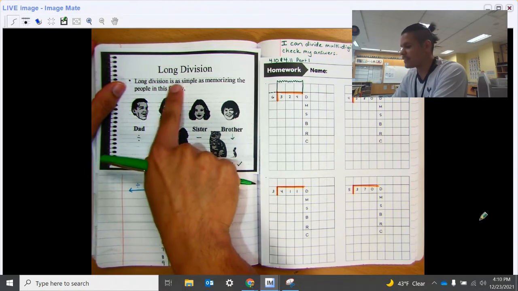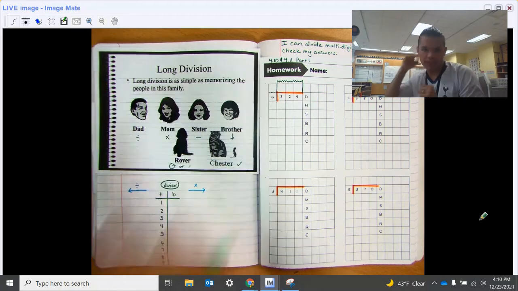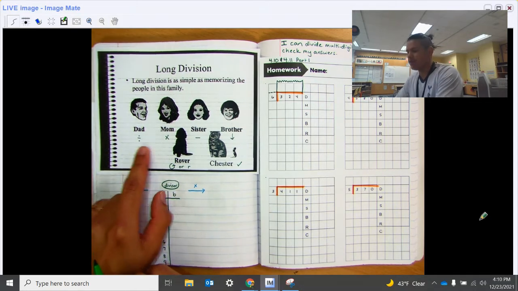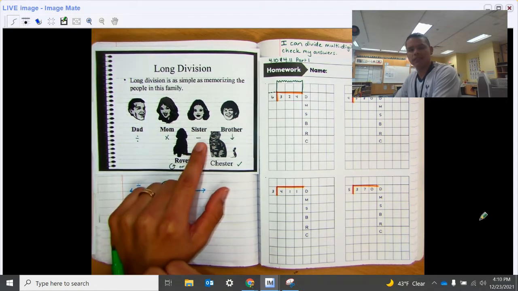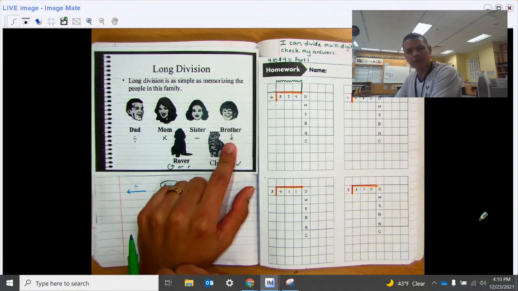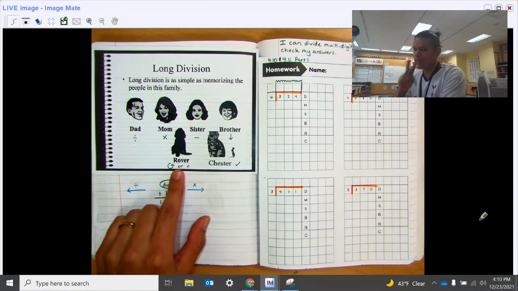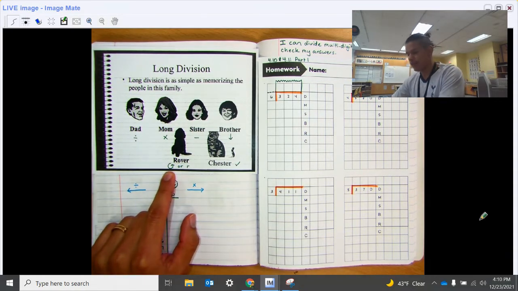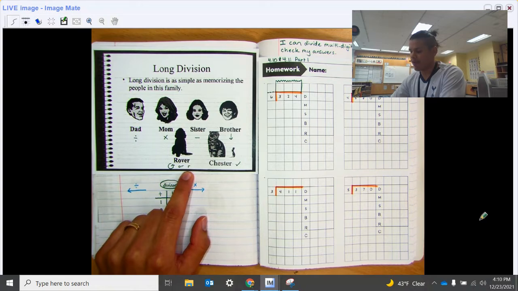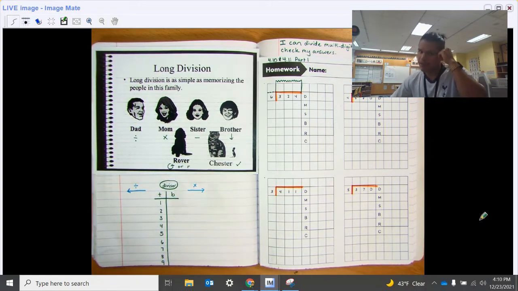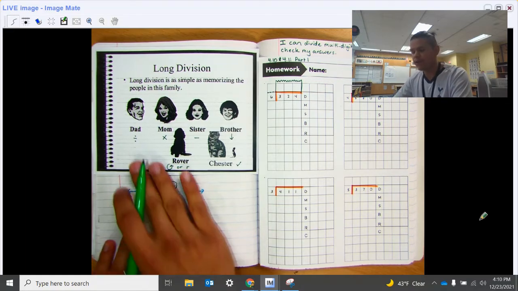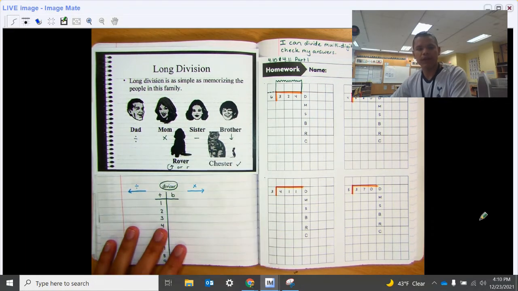Long division is as simple as memorizing the people in this family. So maybe this family looks like yours, or at least a little similar. We have dad who divides, mom who multiplies, sister who subtracts, brother brings down, Rover has two jobs. He either repeats one of the steps or he'll bring up our remainder. And in part two, we'll have our furry friend Chester join us and check our work. So please pause the video so that way you can add these on to your anchor chart.